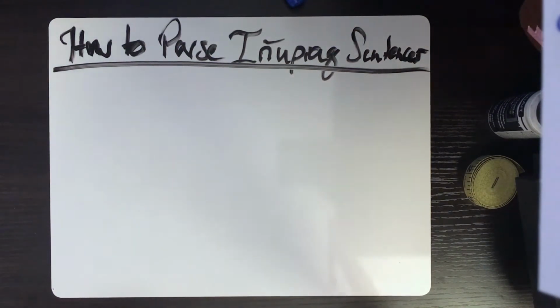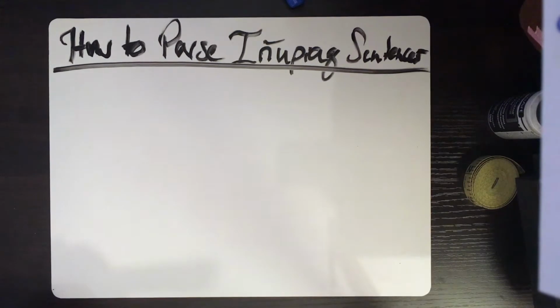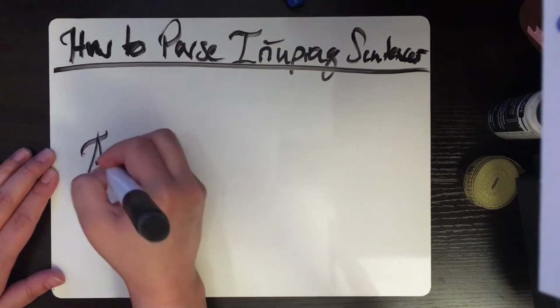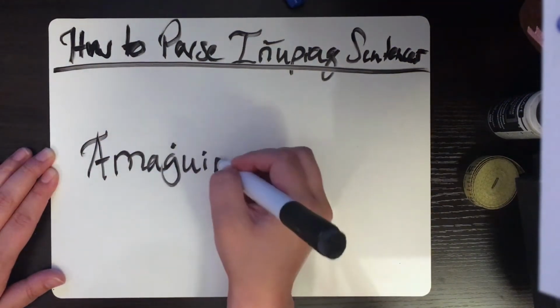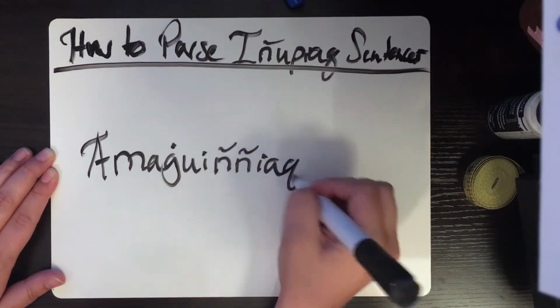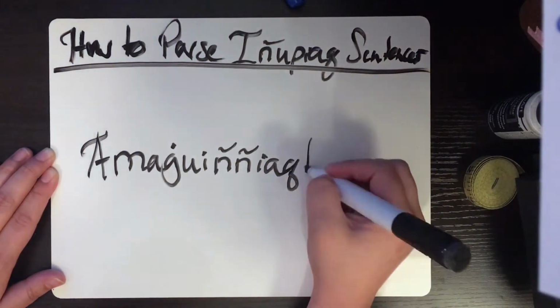Here is how I parse Iñupiaq sentences during translation. Parse simply means to break down, analyze, and explain parts of a sentence. This is useful if you're taking a class in Iñupiaq, or if you're working with Iñupiaq sentences in stories, recordings, or trying to speak with someone who is fluent in Iñupiaq. I have 4 examples.